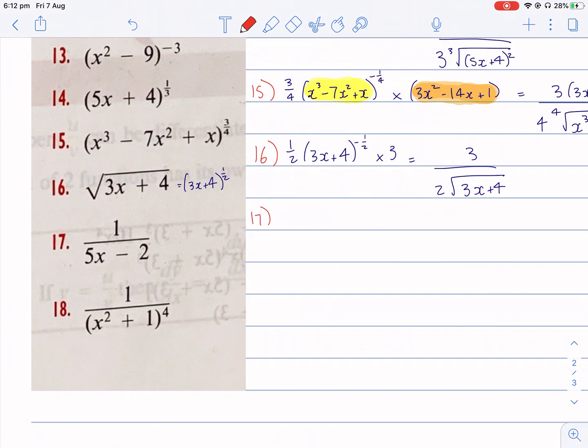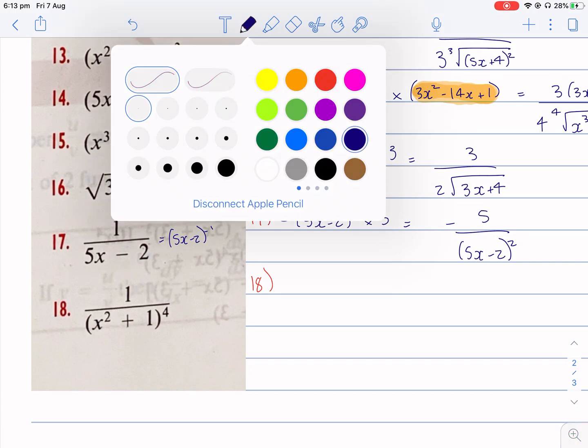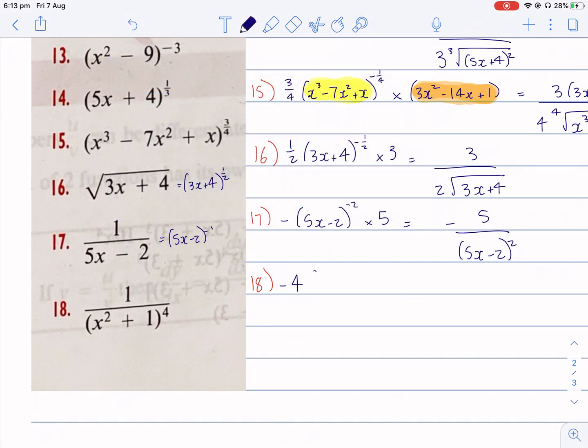Question 17. This means we've got 5x take 2 to the minus 1. So we've got minus 1, 5x take 2 to the minus 2 times derivative of the inside, which is 5, gives us negative 5 over 5x take 2 squared. And 18. So that's that to the minus 4, which means we've got minus 4 times x squared plus 1 to the minus 5, times it by the derivative of the inside, 2x. So we've got minus 8x over x squared plus 1 to the 5.